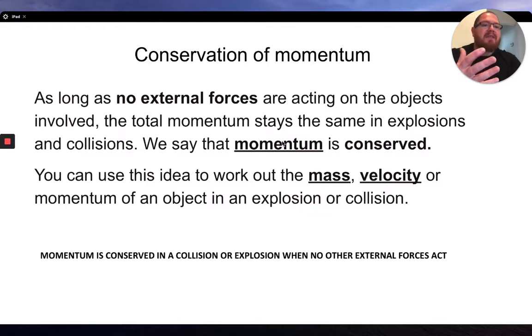So momentum is conserved. It means the momentum before a collision must equal the momentum after. That momentum, that energy goes somewhere. So the momentum before is equal to the momentum after. You can use this idea to work out the mass and velocity.